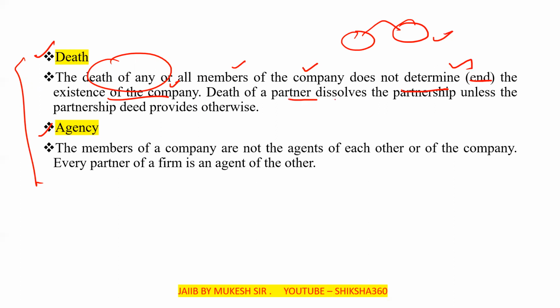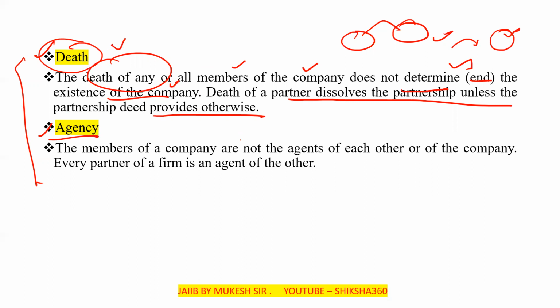On the other side, the death of a partner dissolves the partnership unless the partnership deed provides otherwise. Sometimes it is mentioned in the partnership deed that even in the event of the death of any person, the partnership firm will not dissolve. That is a separate thing. Generally, it is to be dissolved. So that is death.